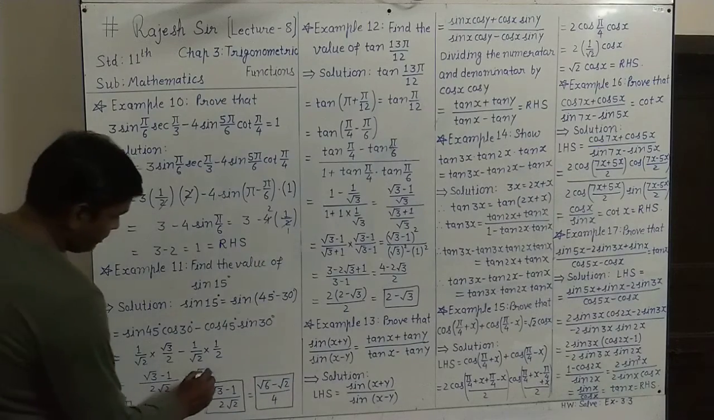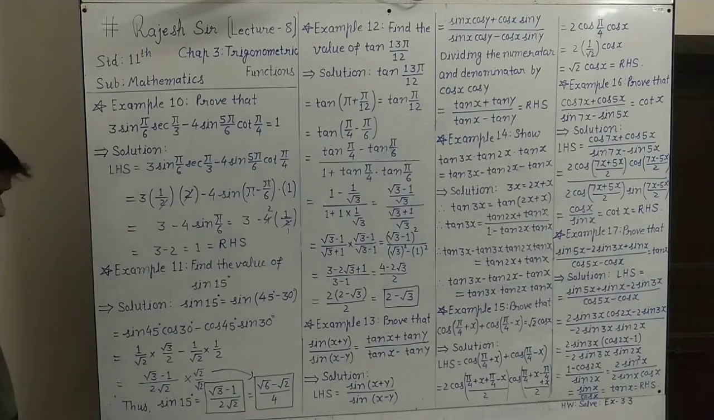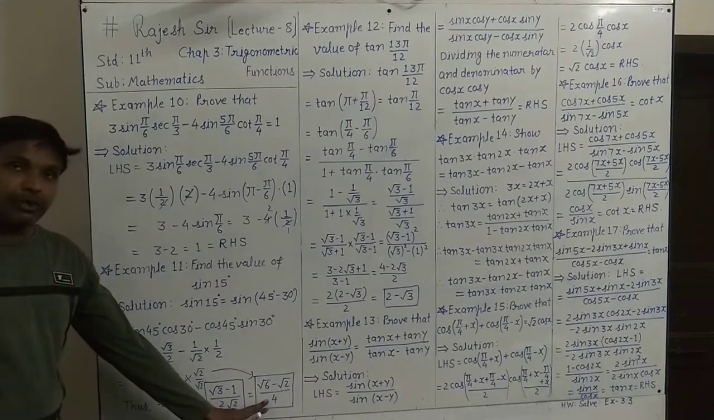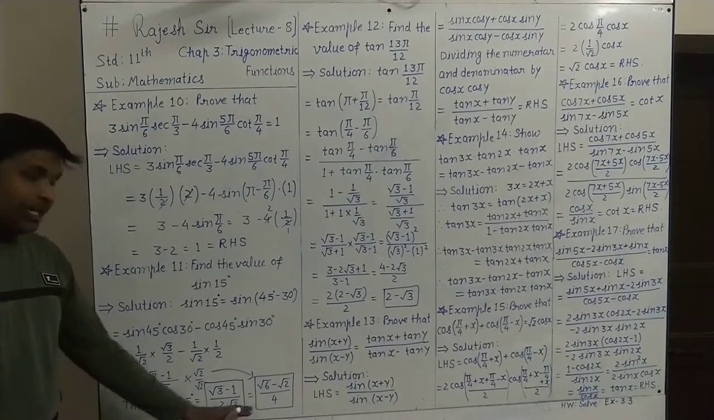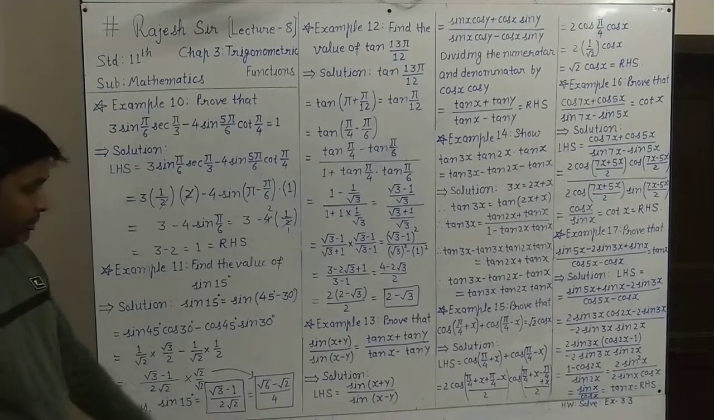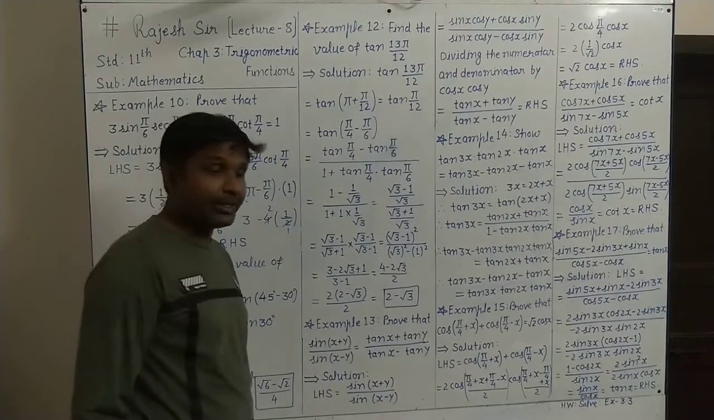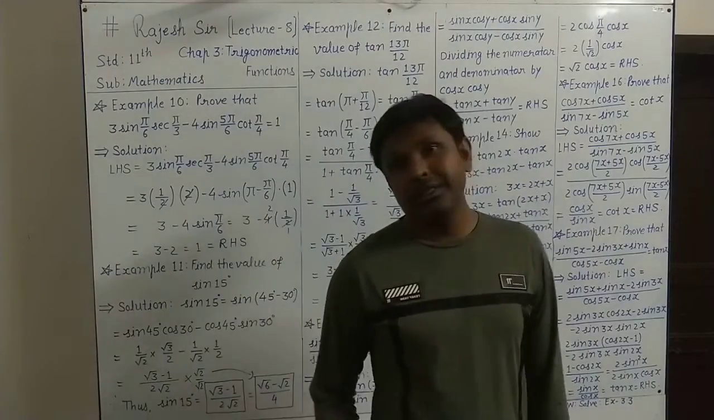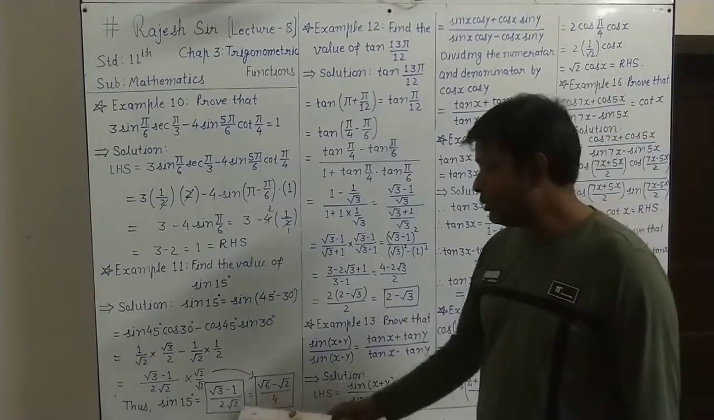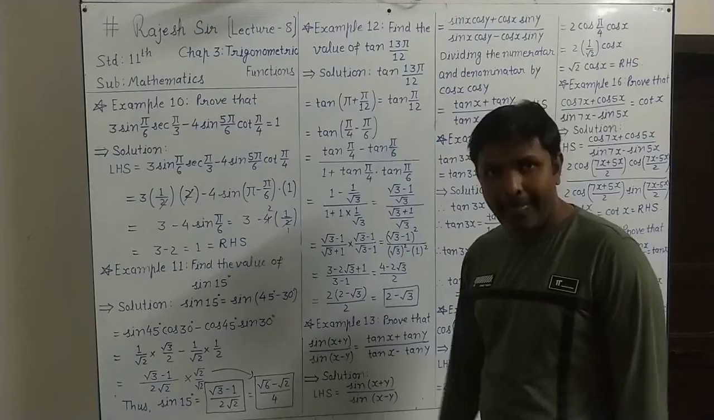This simplification we have shown here: root 2 minus root 2 into 1 is root 2, and down there root 2 into root 2, 2 2s are 4. This is the rationalized form, this is the irrational form. Both the answers are the same. This is well simplified with a rational denominator. Rationalize the denominator, that you remember, that is done here. So both the values are of sine 15 degrees only.